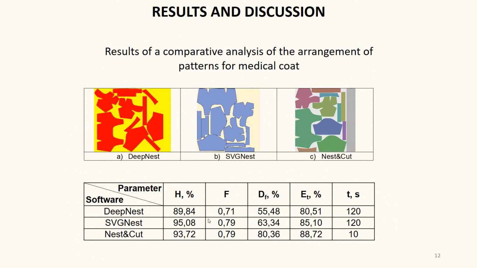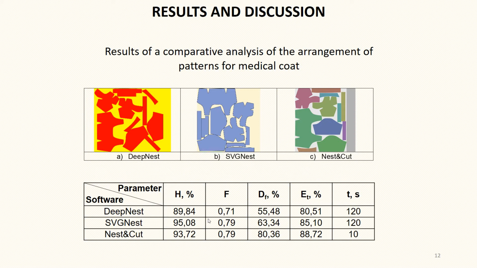Slide 12. A comparative analysis of the arrangement of elements of coat. The highest value of the height of filling with elements, relative to the height of the fabric, is obtained at SVG Nest. Both SVG Nest and Nest and Cut show appropriate values of the weighted ratio between the empty space and the one filled with elements. Last in this indicator is Deep Nest.